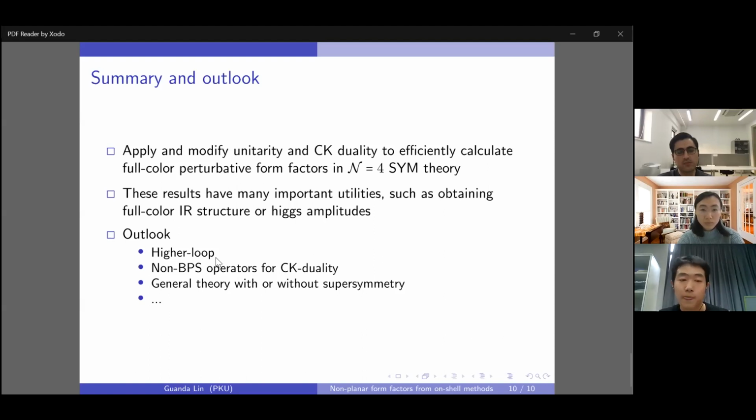So in future work, we will focus on the higher loop construction, but it's also interesting to consider some non-BPS operators for CK duality, and our method should also work for general theories with or without supersymmetry. So that's all I want to say, and thank you all for listening.